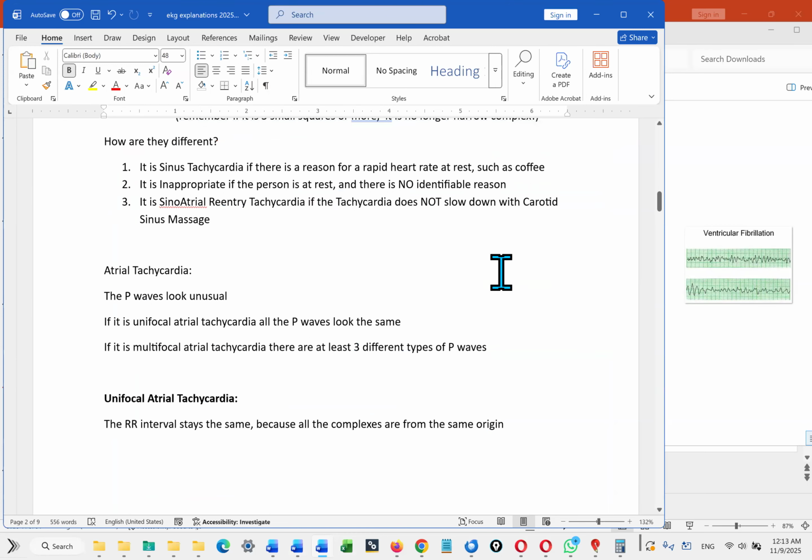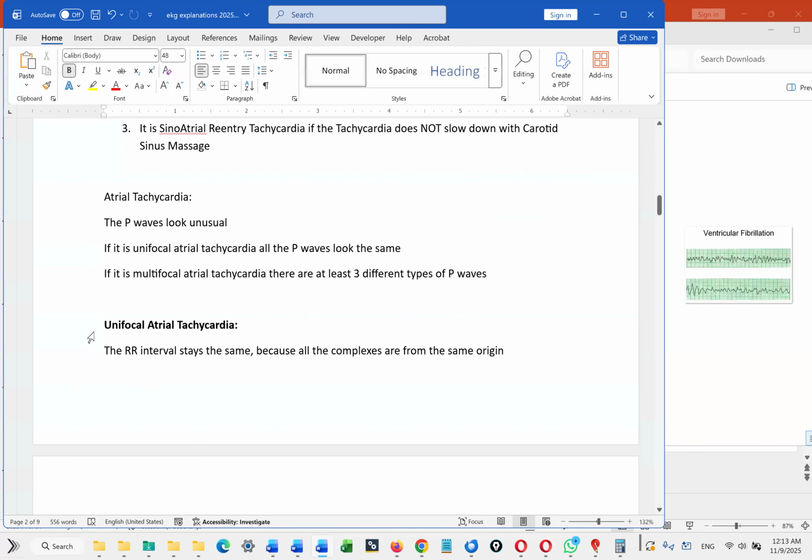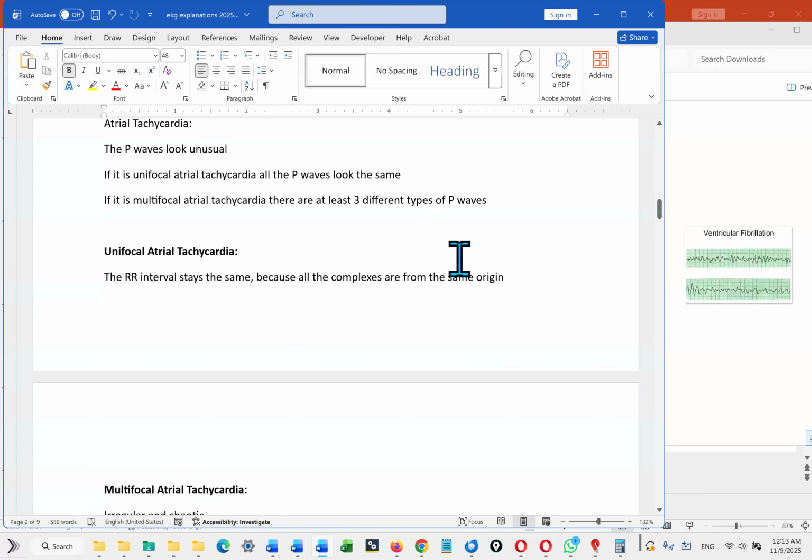Okay. I have a question about the flutter waves because multifocal, I feel like it looks similar to atrial flutter. Yeah, we'll come to that soon. So flutter looks completely different. So flutter, we'll come to that.